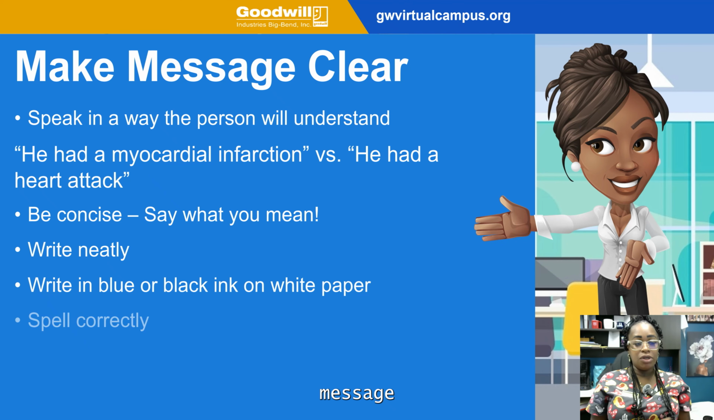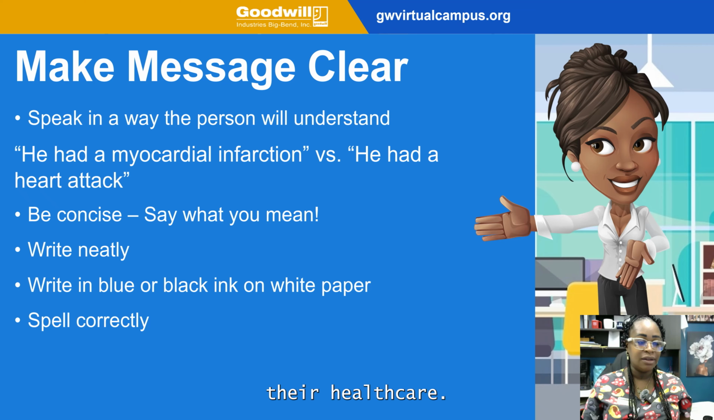When we're making our message clear, we just want to speak in a way that the person is going to understand us. So when a doctor comes in and tells somebody that they had a myocardial infarction versus a heart attack, they're going to look at us crazy. But it's important for us to know exactly what the doctor is communicating to our residents so that if they don't understand those medical terms, we're able to break it down for them so that they can move forward with making decisions about their health care.